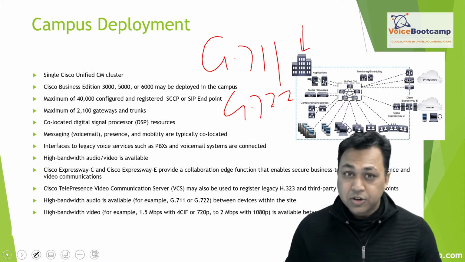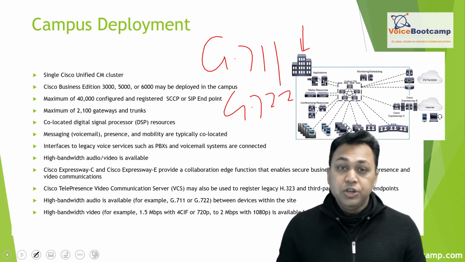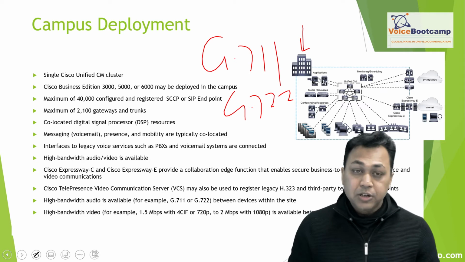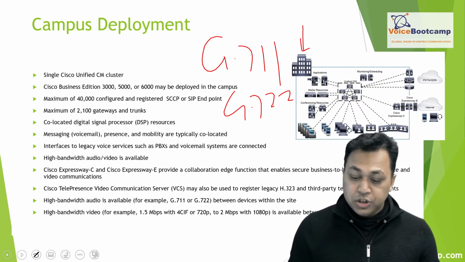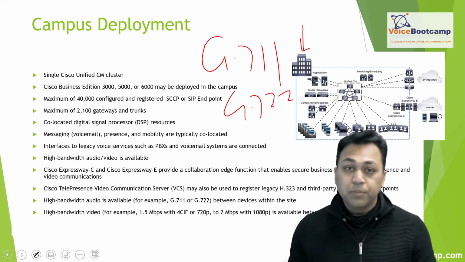You could use the PSTN for all your outside calls, or you could use a SIP trunk for all your outside PSTN-related calls. Now, if you're going to use a single site deployment, it usually means there are no remote branch offices. So you get to use all the highest quality equipment at the central location.